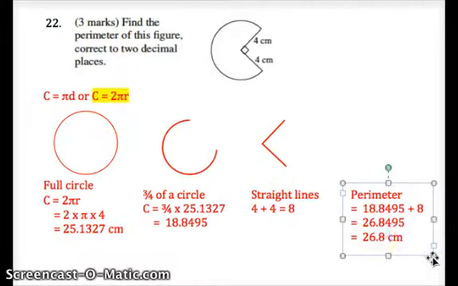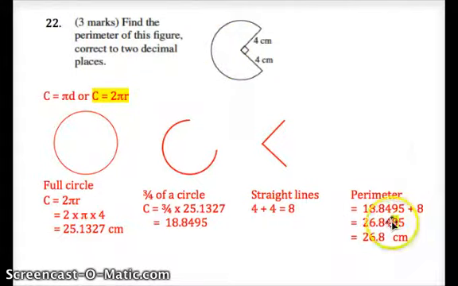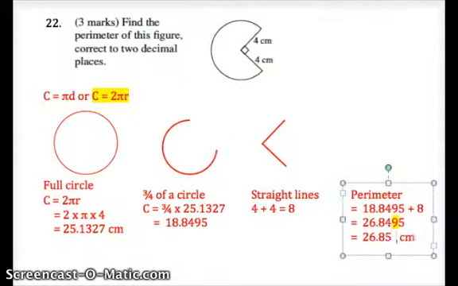We get 26.8495. Now we're supposed to write this to 2 decimal places. So we want 26.8, is it going to be 84 or is it going to be 85? To work out what the second decimal place is, we need to look at the third decimal place, which is a 9. Now that 9 is 5 or more, so we're going to round the number in front of it up to a 5. So our answer to 2 decimal places is 26.85 centimetres.